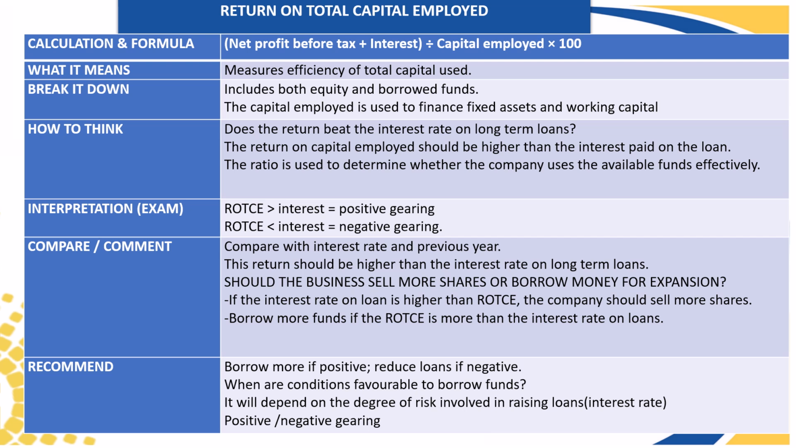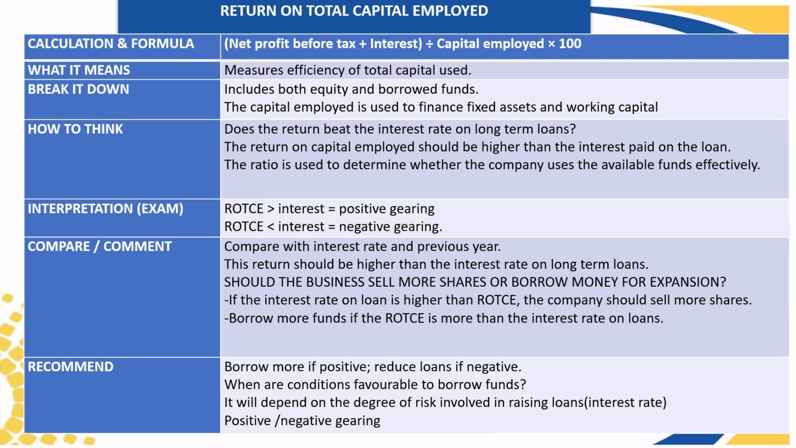If the interest rate on loan is higher than the return on total capital employed, the company should sell more shares. In other words, your interest rate is, for instance, 10% and your return is only 8%. Then it will not help you to have a new loan. It will put you in a negative gear. Therefore, you should rather sell more shares.